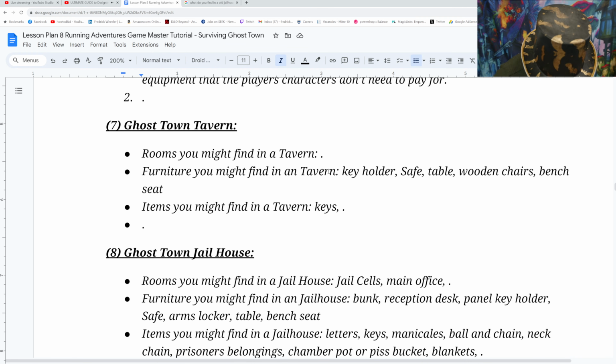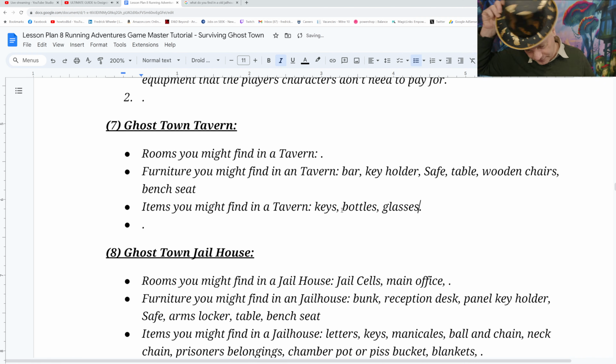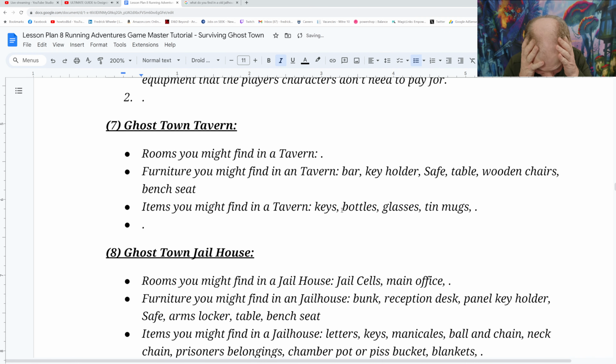We're ready. A piano, bar. Yes, the bar itself. Tables, chairs, benches, bottles, glasses. That'll be items. Glasses, all right, this is going off. Glasses, mugs, tin mugs. Probably not common, but you probably would have some.